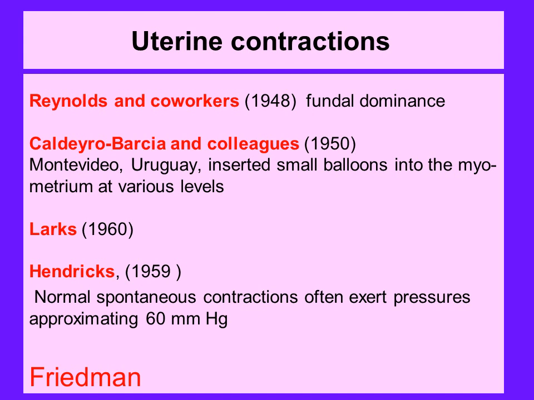In 1959, Hendricks noted that spontaneous contractions often exert pressures approximating 60 mm mercury. Please note that the lower limit of contraction pressure required to dilate the cervix is only 15 mm mercury.